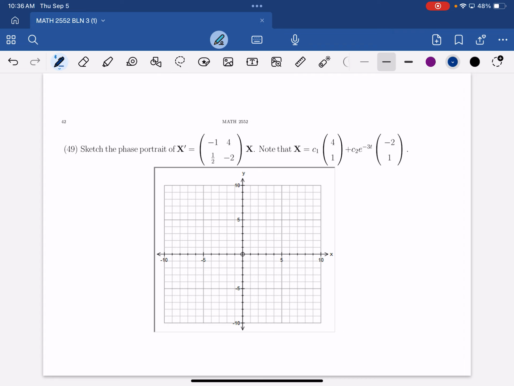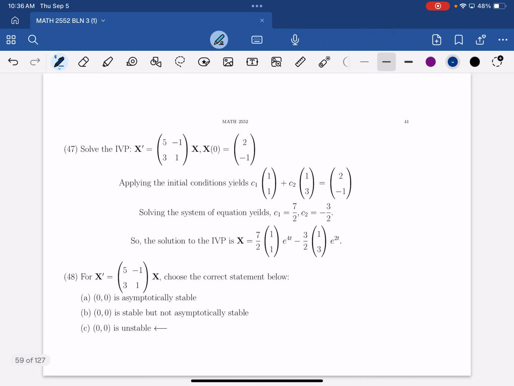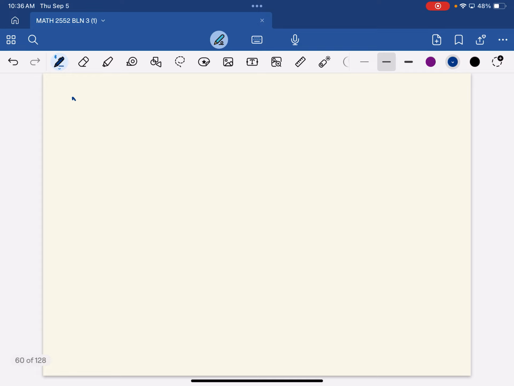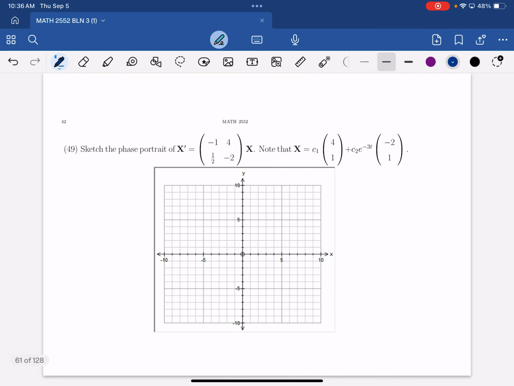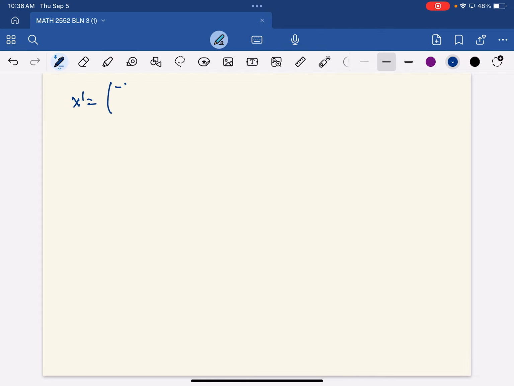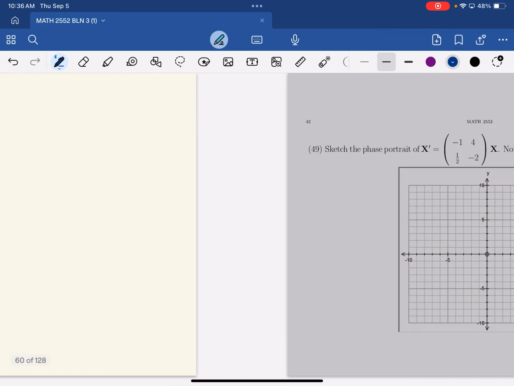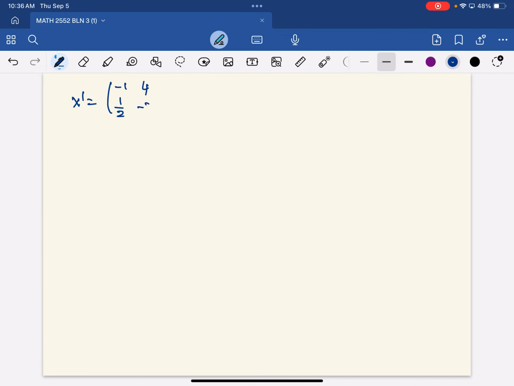So let's pick this problem. I have x prime equals the matrix (-1, 4; 1/2, -2) times x, right? So I want to find, step 0 is to find the critical point. Do you agree with me? And when I want to find the critical point, I want to set x prime equals 0. So which means I want to set Ax equals 0, right?